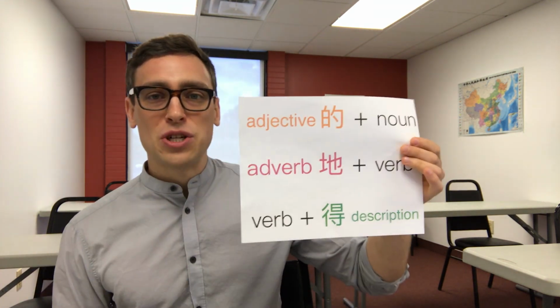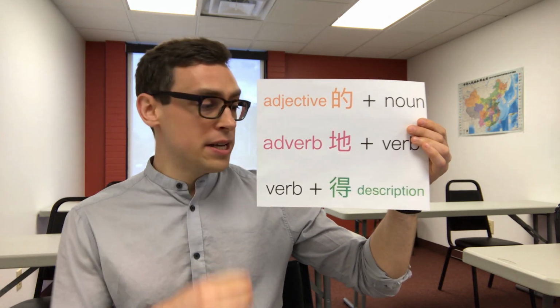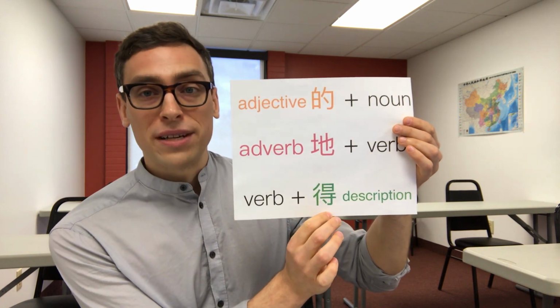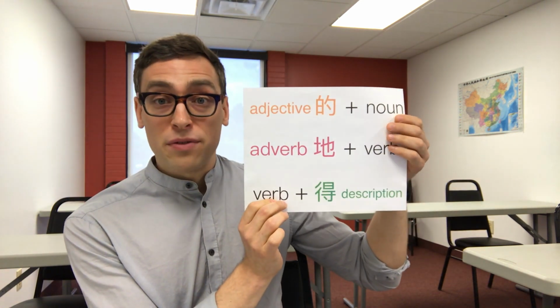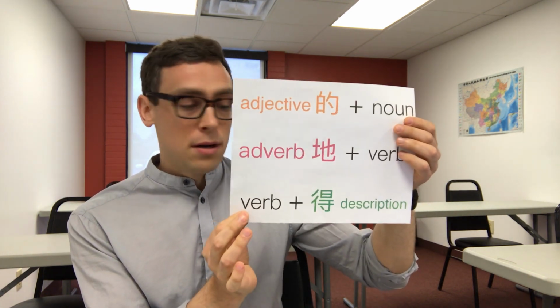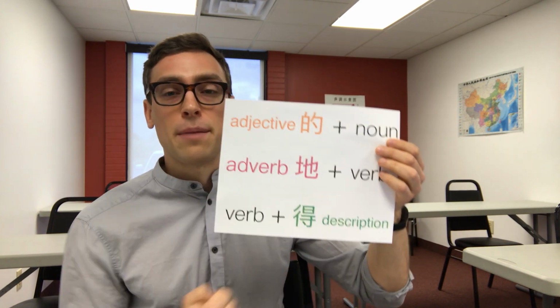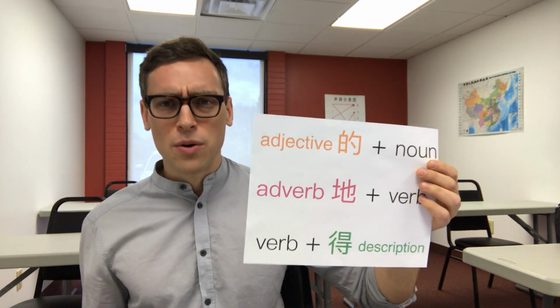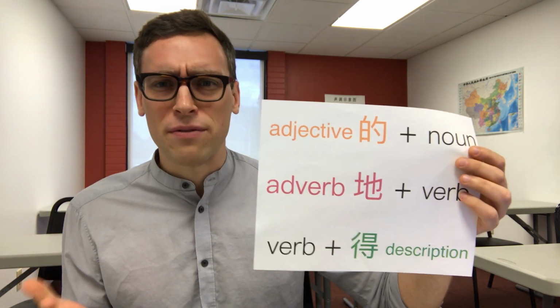Alright, so finally we have our third de. This one is the trickiest to get because we really don't have these in English. These are forming what is called a verb complement. The easiest way to think about a verb complement for now, and there are many different types, is that a verb plus de is followed by a description about how that verb is happening, or the potentiality for that verb, or the result of that verb.